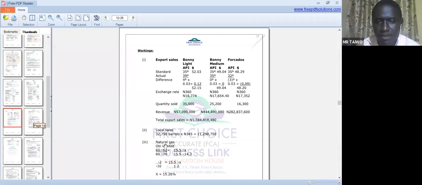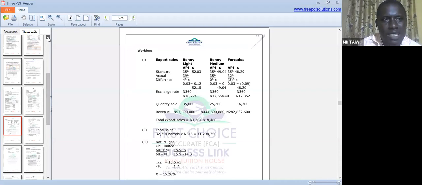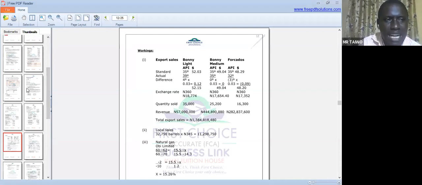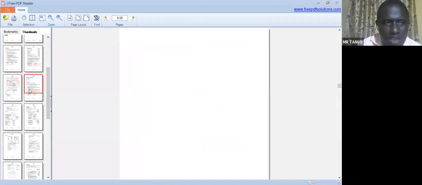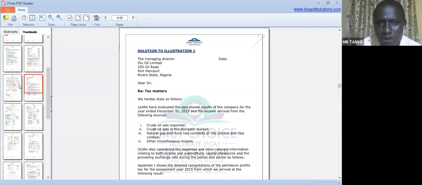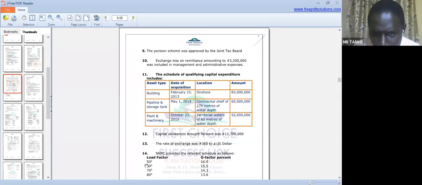In the questions, you are given several load factors and their corresponding G factor. Look at the load factors: 40, 50, 60, 70, and 80. Look at their G factors: 16.9, 15.5, 14.3, 15.6, 13.6. And I'm having 62.